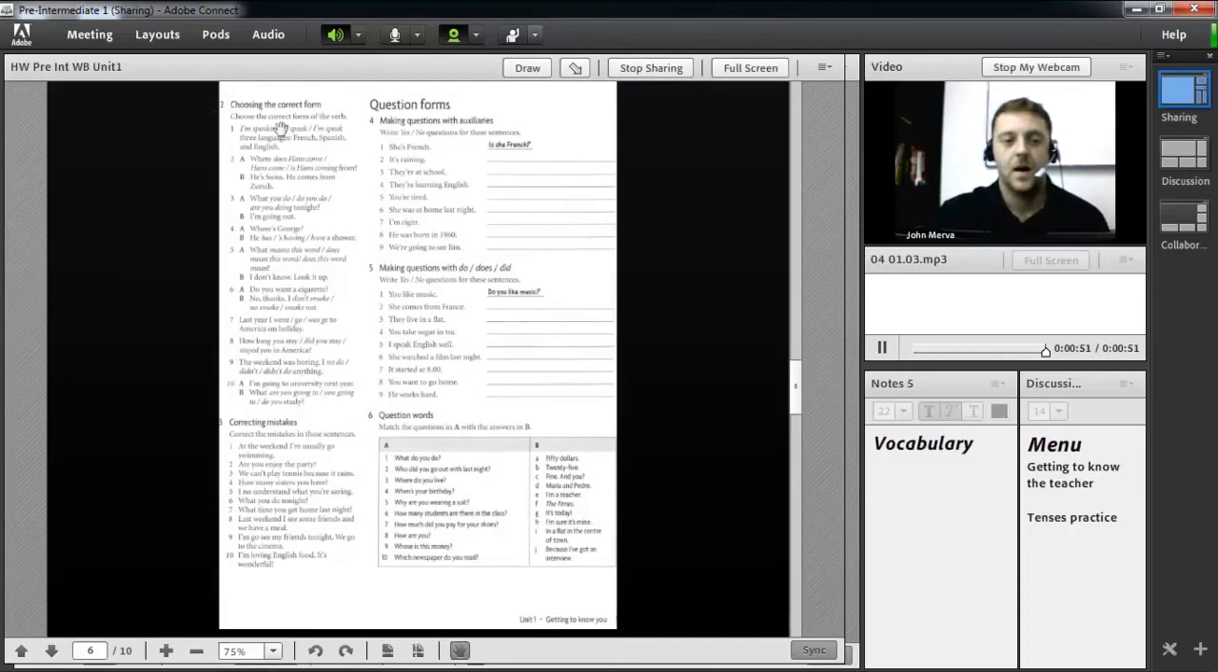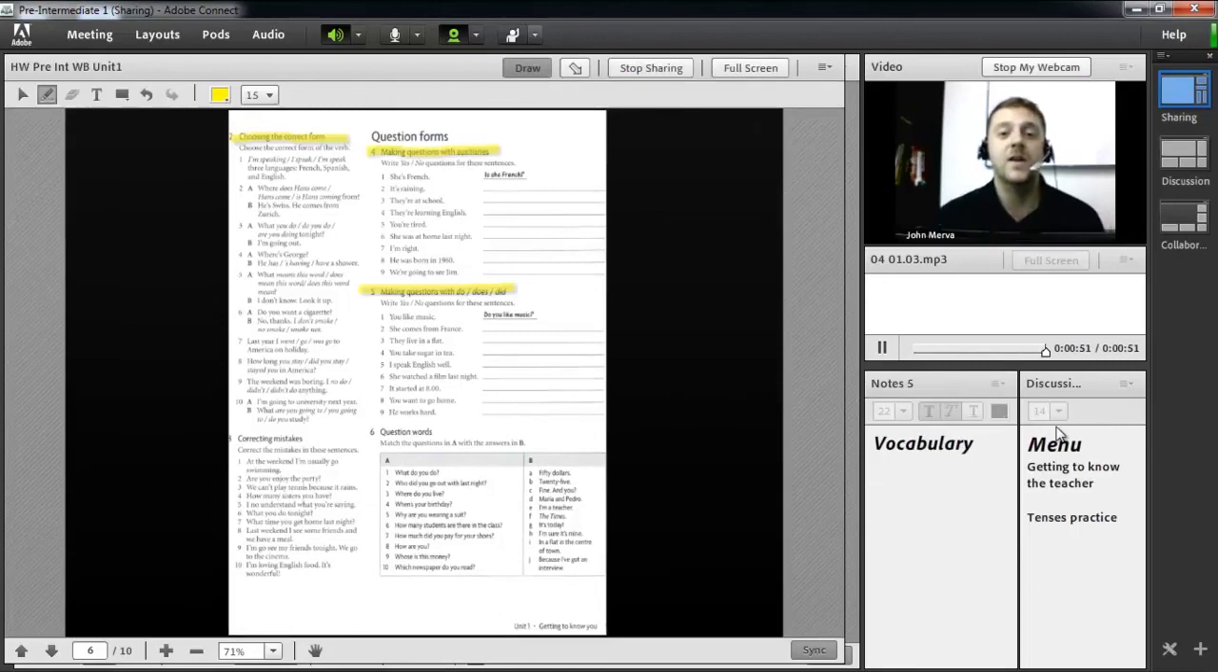Okay. For homework tonight, please, I would like you to look at the highlighted exercises. Exercise 2, 4, and 5, please. In exercise 2, you must look at the sentences and decide which form of the verb is correct. In exercise 4, you must write questions that go with the answers. And in exercise 5, you must again write questions using your tenses.